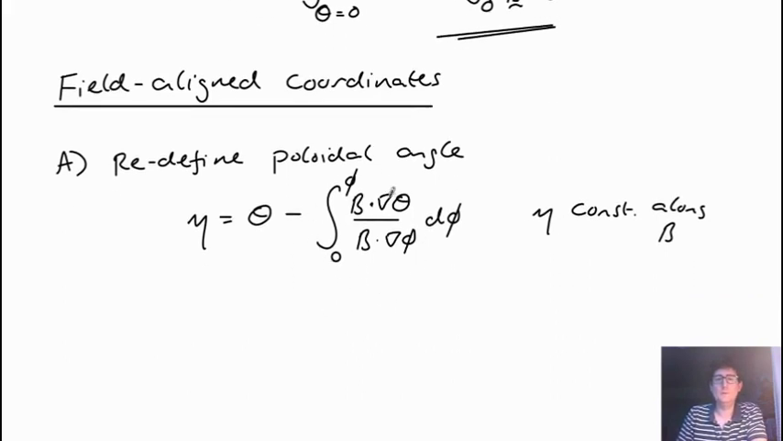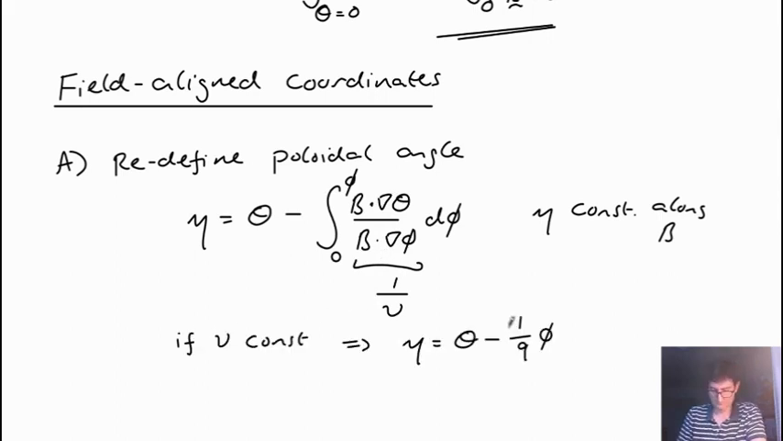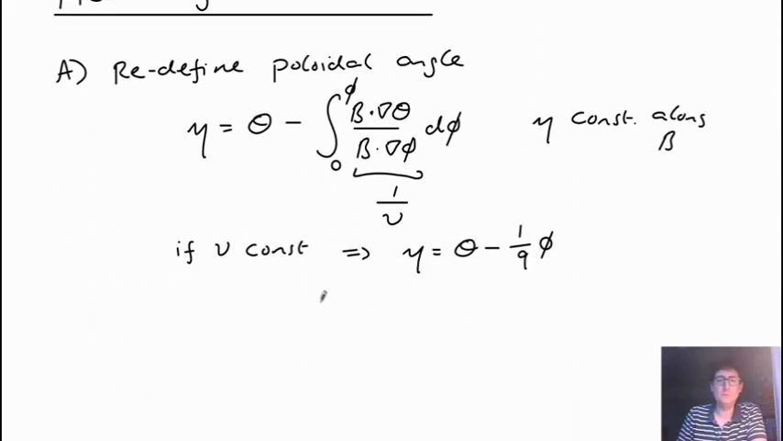If for example this field line pitch, this is 1 over the field line pitch, if this is constant, then we can simplify this. So here we end up with a poloidal angle which is shifted, but it depends on 1 over the safety factor q. And in this case, what we've got is a coordinate system where e phi is aligned to B.